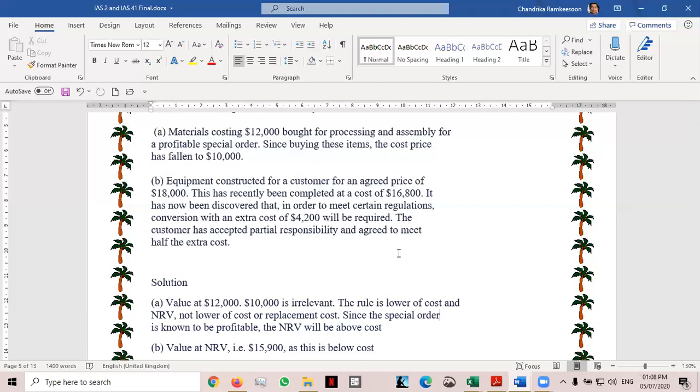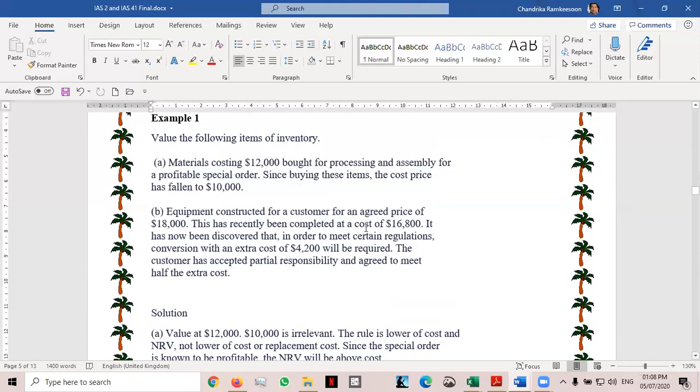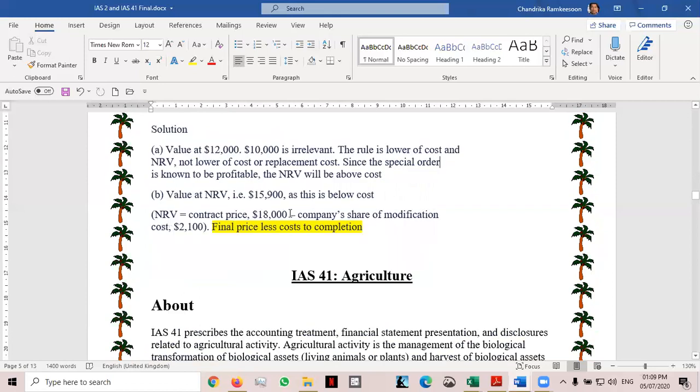Now for B, you value at NRV, and this is important. Here, the equipment constructed, the original cost was 16,800, but it was now discovered that to meet certain regulations, the conversion cost will now be 4,200. The client has accepted that he would bear partial responsibility for half. Now, what that means is that before this item can actually be sold, these further costs must be incurred. That's the reason why contract price 18,000. Remember, the normal selling price less the further cost to completion.